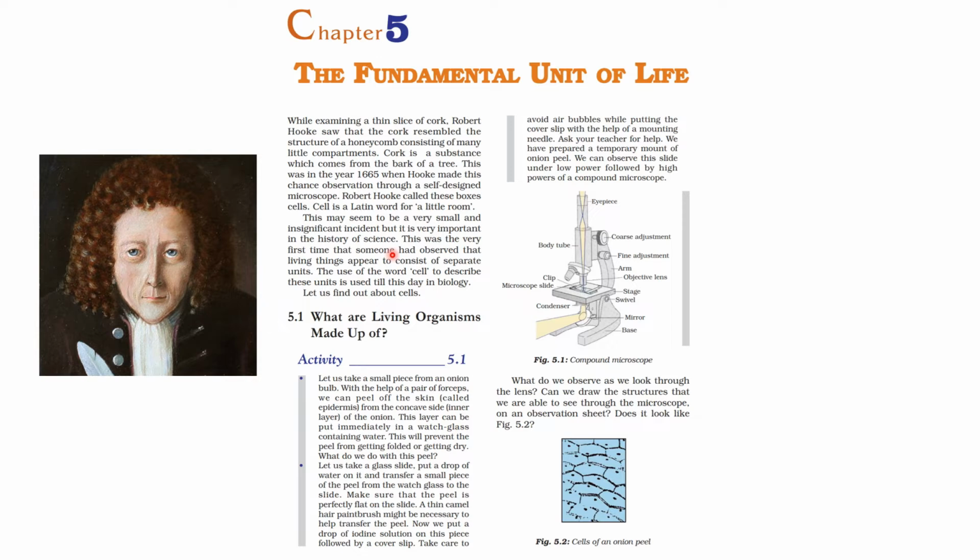This may seem to be a very small and insignificant incident, but it's very important in the history of science. This was the very first time that someone had observed that living things appear to consist of separate units. The use of the word cell to describe this unit is used to this day in biology. What are living organisms made up of? Notice that cork cells are not alive, they are dead cells.